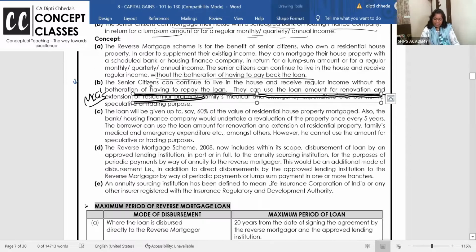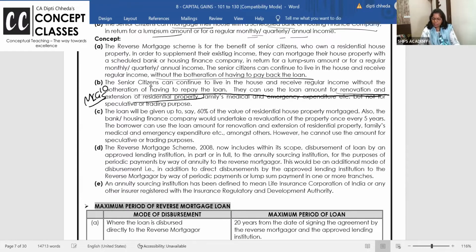Also, the bank housing finance would undertake revaluation of the property once in every 5 years, and the borrower can use, this is R for reading, just for your knowledge I have added, borrower can use the loan amount for renovation and extension of the residential property, family medical emergencies and all. He cannot use it. This point is repeated.